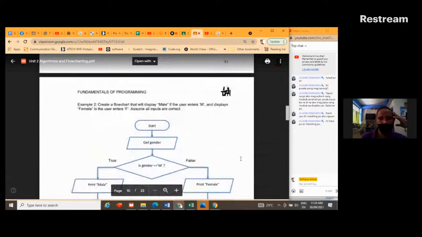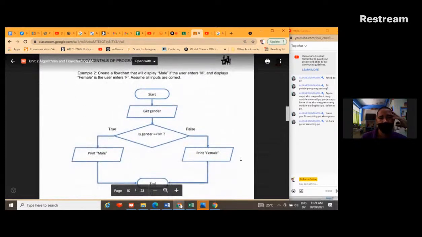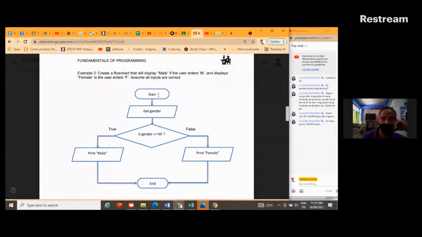Okay, so let's proceed. We have another problem. Create a flowchart that will display male if the user enters M and display female if the user enters F. Assume all inputs are correct. Okay, so the beginning of your flowchart would be the start symbol. You draw that, then you write start or begin. Then you get the gender. You get the gender, and on this particular part, it will accept M and F.